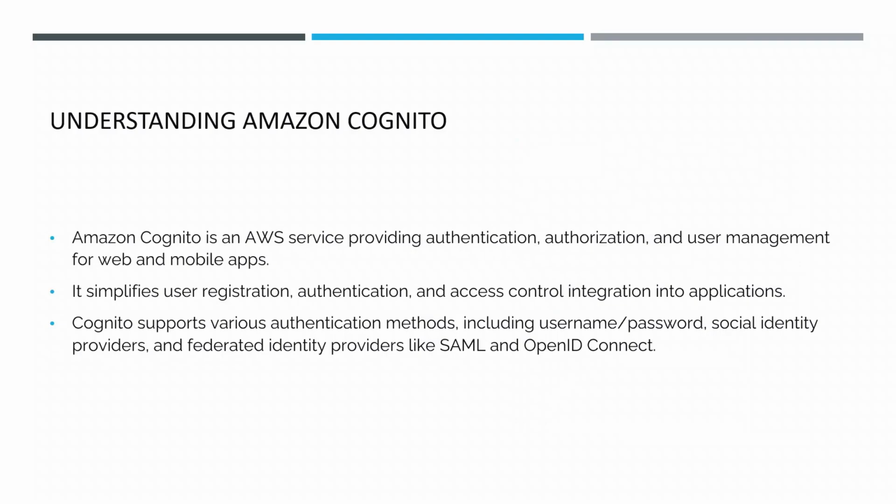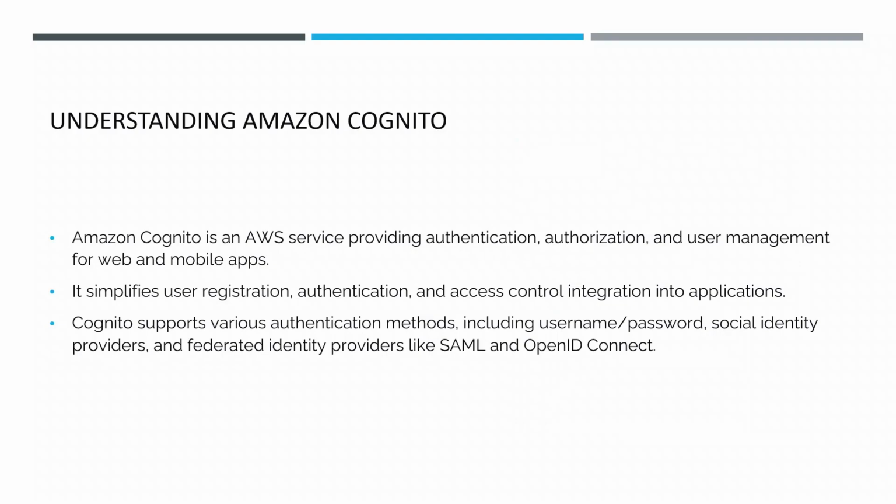Second, it simplifies user registration, authentication, and access control integration into applications. In many applications, web apps, and mobile apps, we use the process of authentication. So Amazon Cognito provides a simple way to apply that authentication and authorization mechanism into many applications.